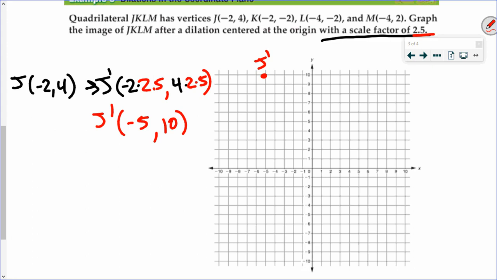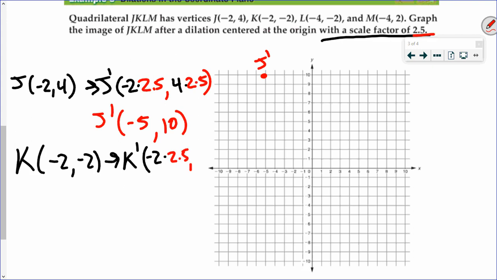All right, and we'll just repeat that process with K, L, and M. So point K is at (-2, -2). After dilation, K prime would be, again, the x coordinate multiplied by the scale factor, and the y coordinate, -2, multiplied by the scale factor. K prime would be at -2 times 2.5, that's -5, and -5. So K prime is at (-5, -5). All right, so that's K prime.